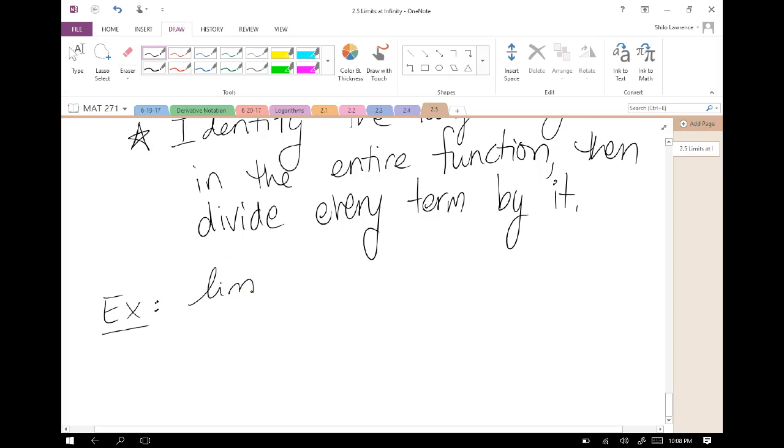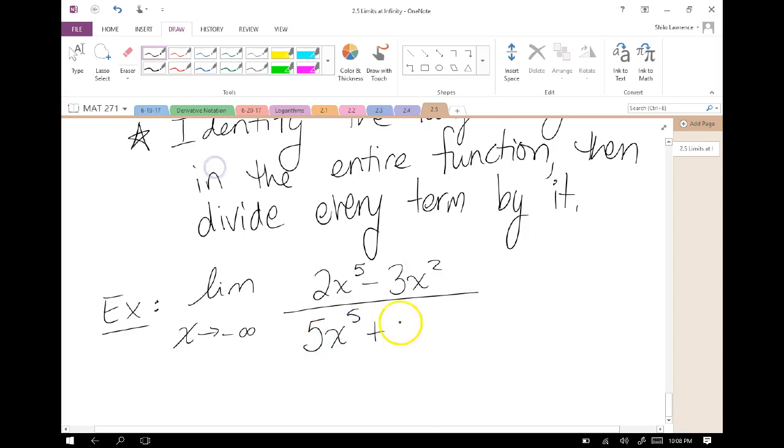So this is a purely analytical method. Doesn't require us to memorize rules and compare powers. If we want the limit as x approaches negative infinity for, let's say, 2x to the 5th minus 3x squared over 5x to the 5th plus x cubed.